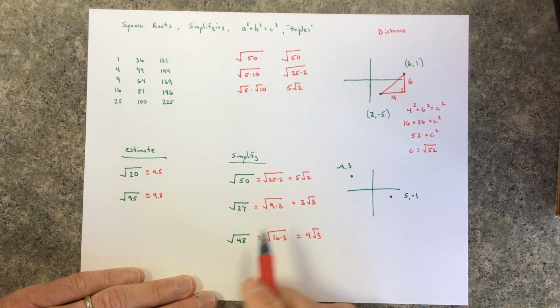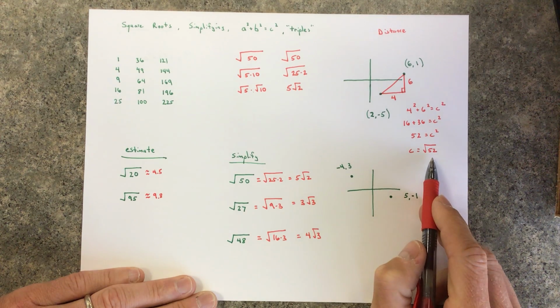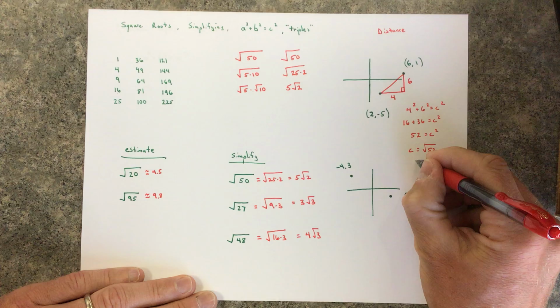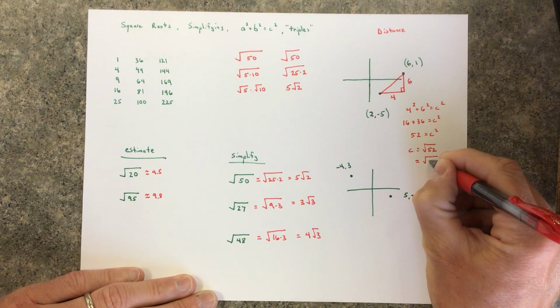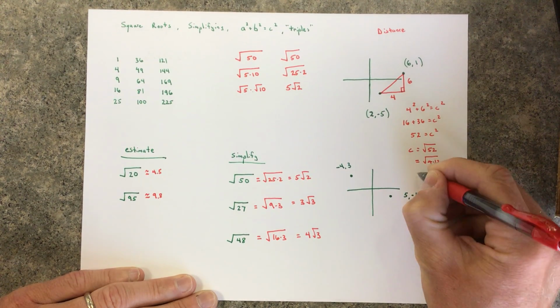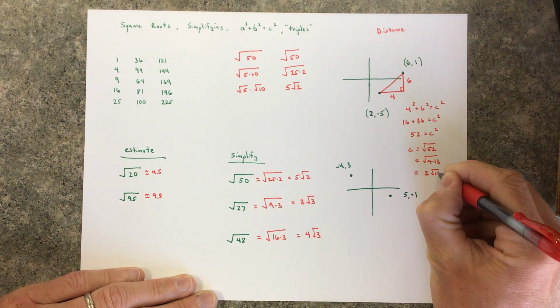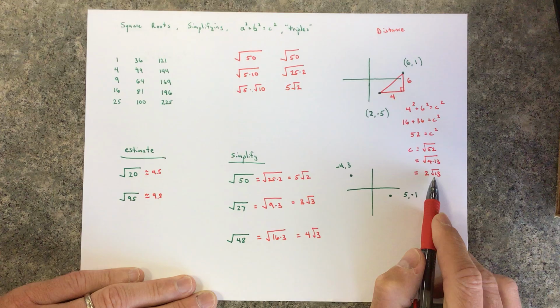And what I'm telling you is that you're not allowed to leave it as the square root of 52. You have to simplify it. So you got to take the biggest perfect square, which would just be 4, and you get 4 and 13, and then the square root of 4 is 2. So you get 2 radical 13. This is the only acceptable answer.